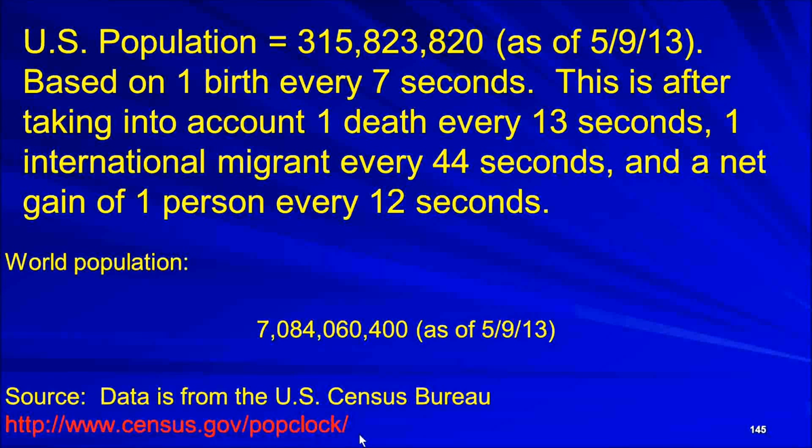So based on the population clock, we have one birth every 7 seconds. So every time 7 seconds occurs, we have one new person adding to the total number of people that we have in this country. And this is after taking into account one death every 13 seconds and one international migrant every 44 seconds, and we have a net gain, therefore, of one person every 12 seconds.